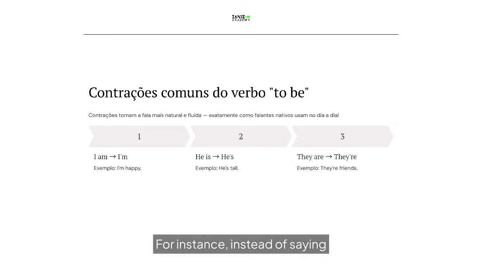For instance, instead of saying "I am," we often say "I'm." This small change makes your speech flow more smoothly and sounds more conversational. For example, you might say, "I'm happy," instead of the longer form. Notice how much more casual and friendly that sounds. Similarly, when we talk about someone else, we can say "he is" as "he's." So instead of saying, "He is tall," you would say, "He's tall."